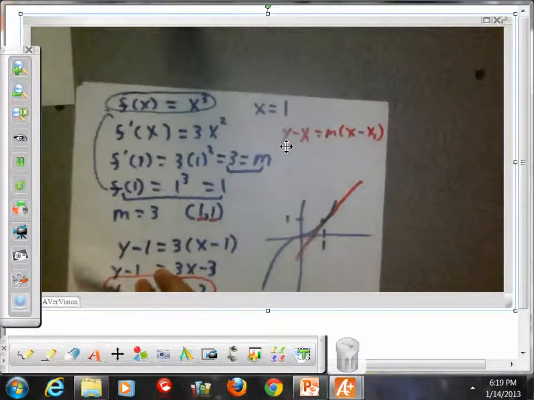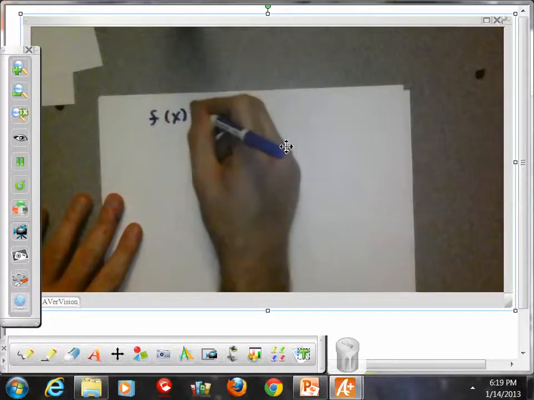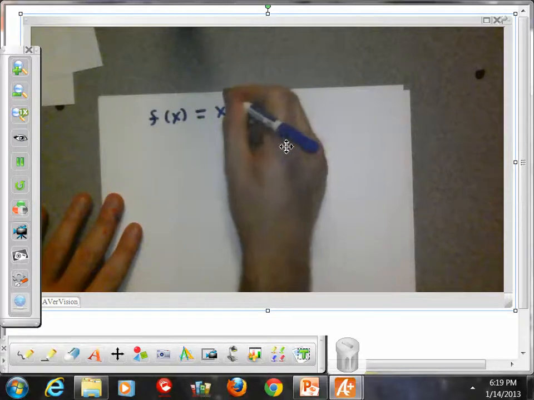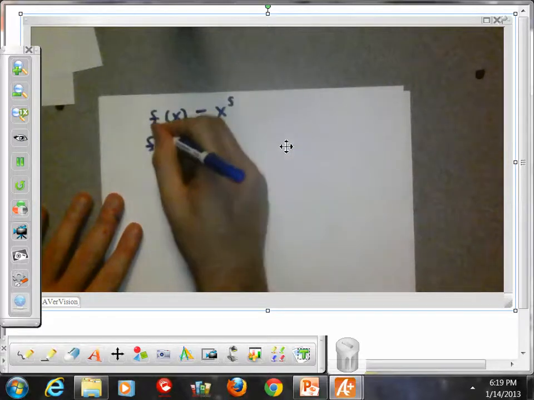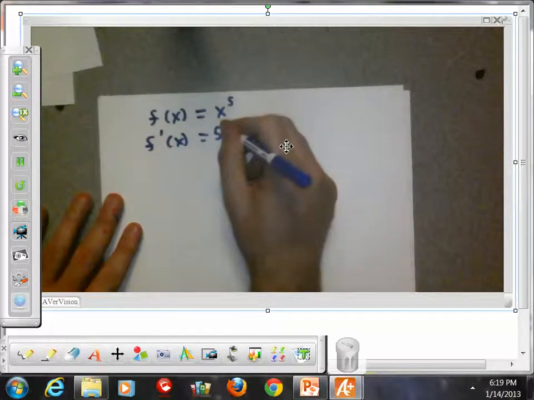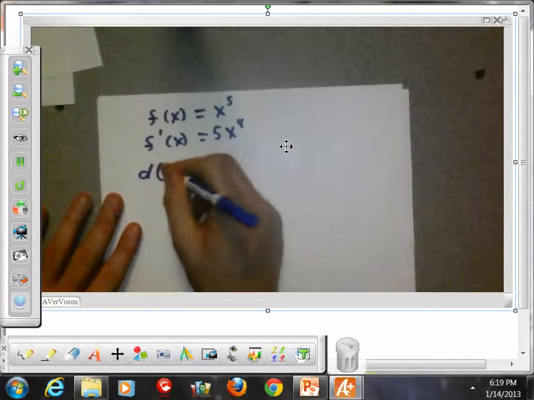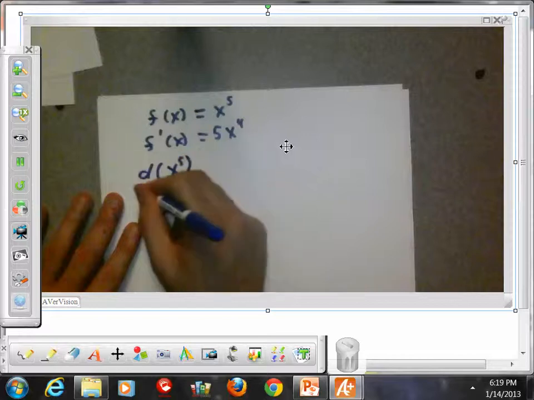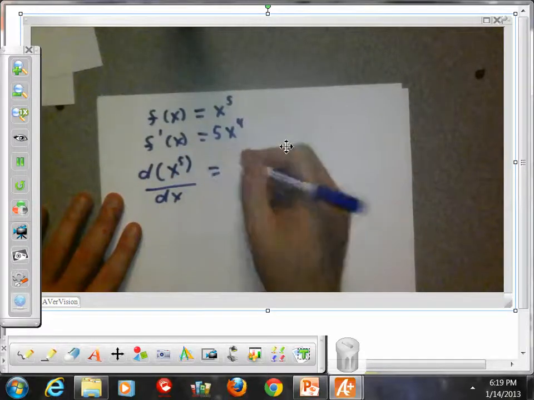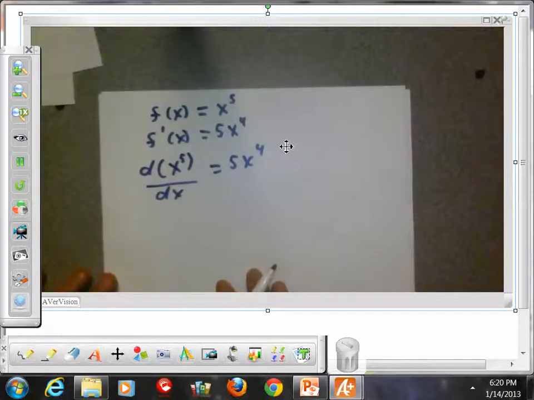Just an example of this, just to compare the two. If our function is, say, f of x equals x to the 5th, we can write f prime of x is equal to 5x to the 4th. Alternatively, we can write the derivative of x to the 5th with respect to x is equal to 5x to the 4th, right? So there's a lot of advantages to this, far beyond what I just did.